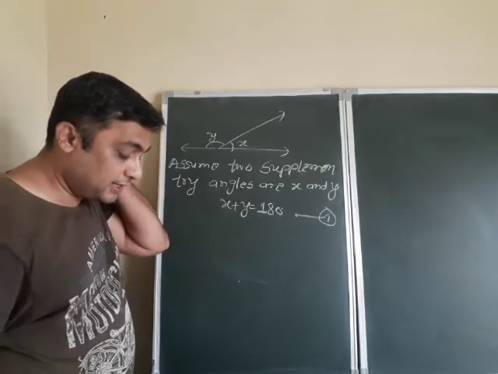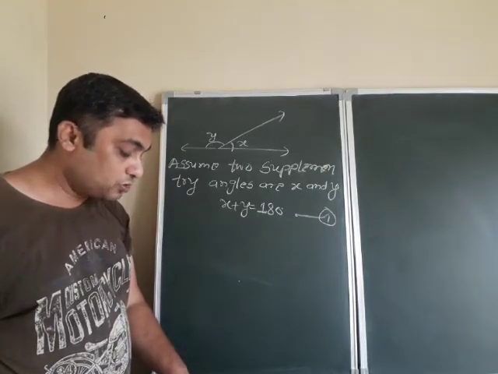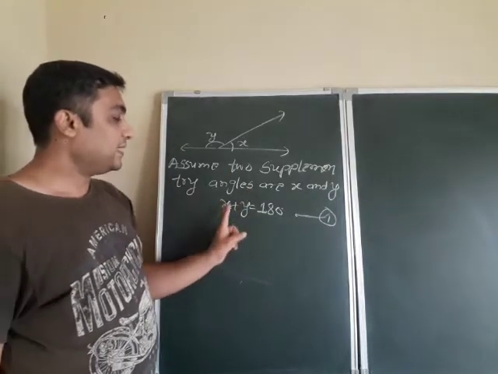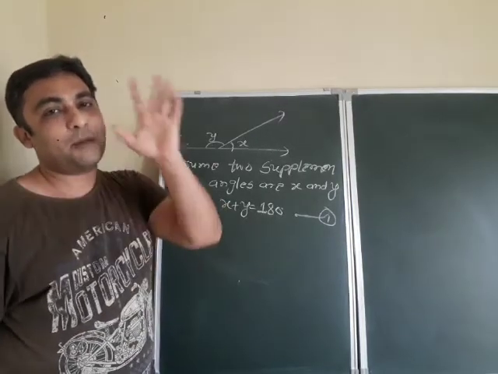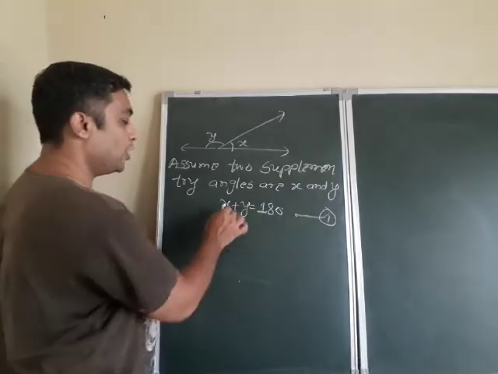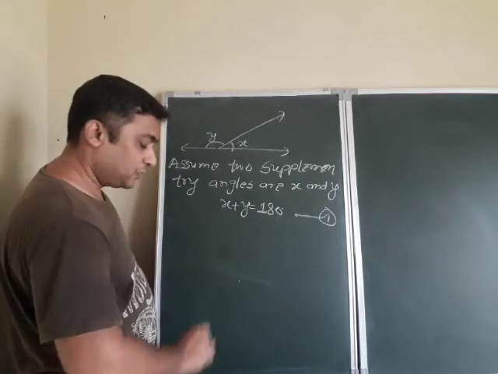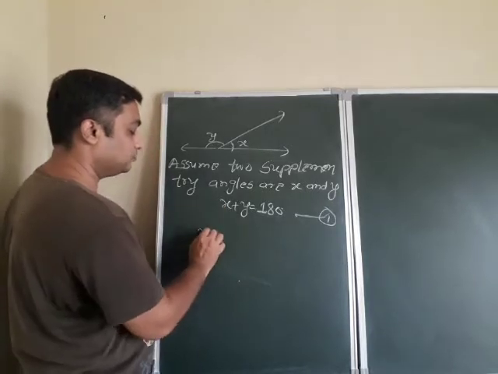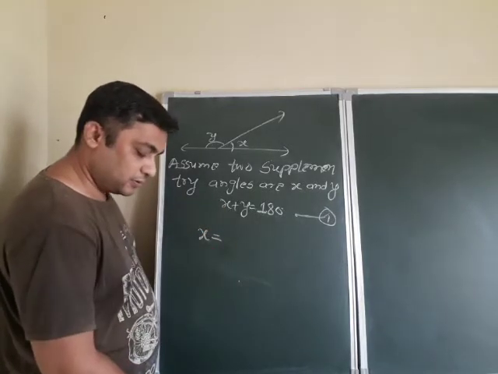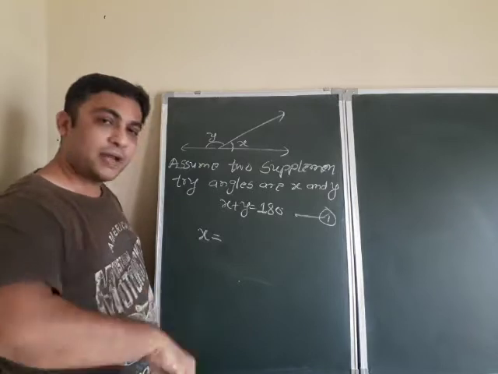Now read the data completely. The larger of two supplementary angles. मतलब इसमें से एक larger है, इसमें से एक smaller है. अब किसे larger बनाना है, किसे smaller है, वो आपके हैं. Is that clear? Suppose you want to say x is the larger. Then the larger of two supplementary angles, it means x exceeds the smaller by 18 degrees.